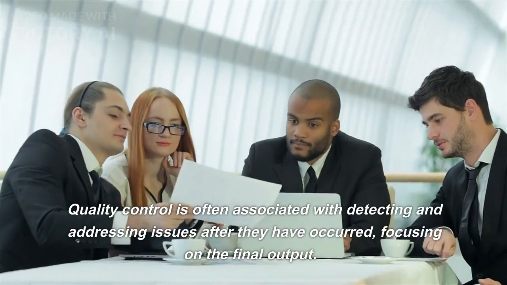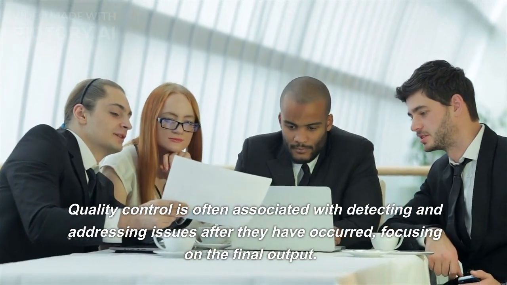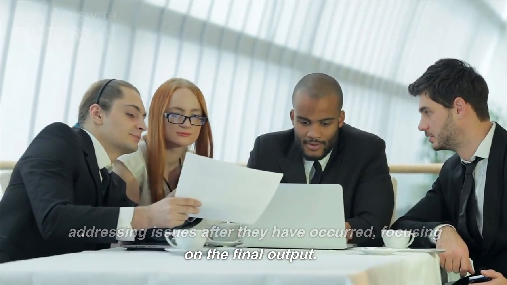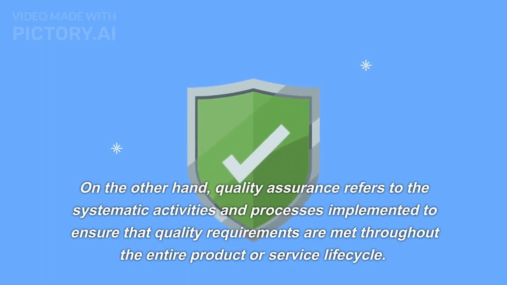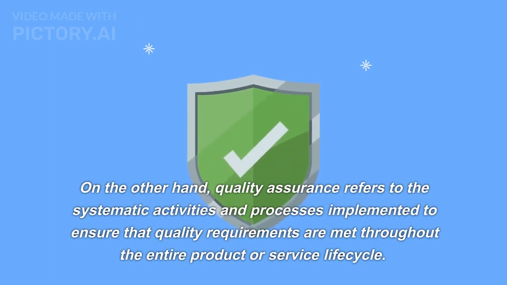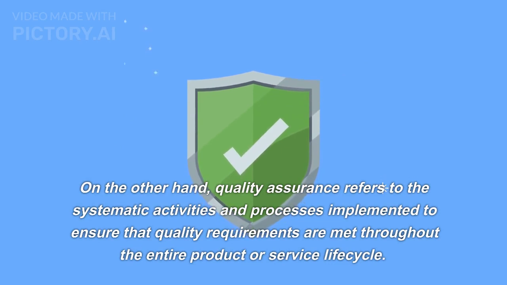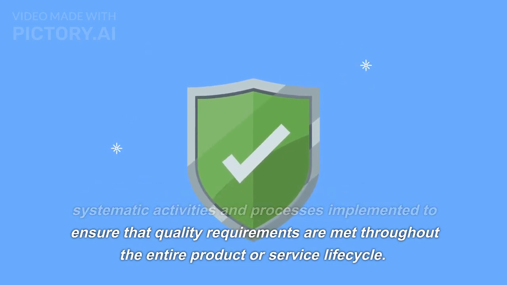Quality control is often associated with detecting and addressing issues after they have occurred, focusing on the final output. On the other hand, quality assurance refers to the systematic activities and processes implemented to ensure that quality requirements are met throughout the entire product or service lifecycle.